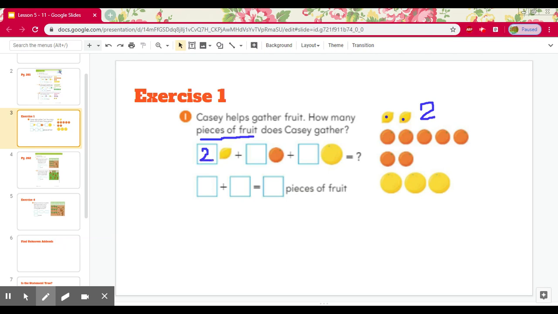Let's count the oranges. 1, 2, 3, 4, 5, 6, 7. 7 oranges. I'm writing a 7 into the box next to the oranges. And let's count the grapefruits. 1, 2, 3, 3 grapefruits. I'm writing the 3 into the box next to the grapefruits.